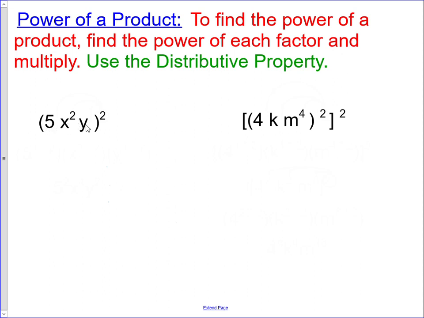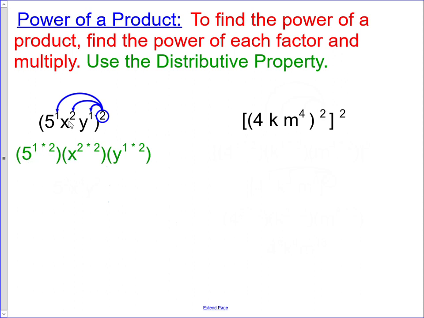Here I have the product inside the parentheses of 5 times x to the second times y. I want to raise all of this to the second power. Well, it says to use the distributive property, so we're going to take this exponent of 2 and distribute it across every one of the factors inside. So when I do that, we're going to have 5, since it's 5 to the first power, it'd be 5 to the 1 times 2.